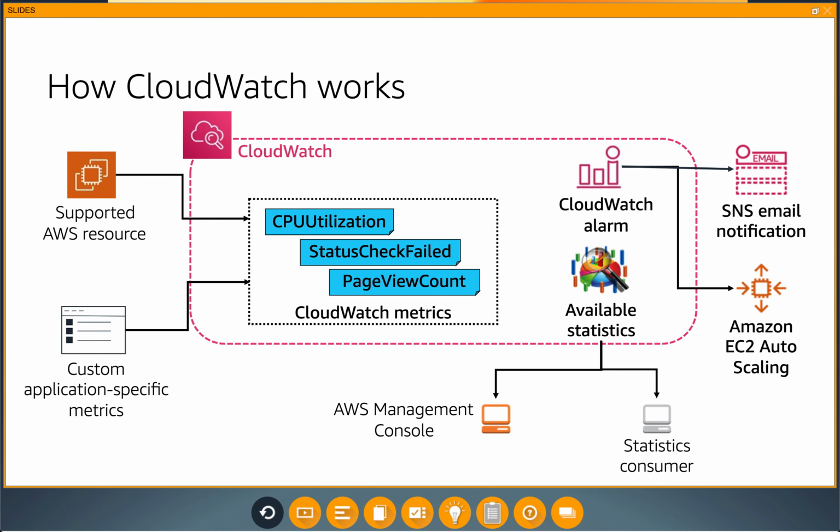So how does CloudWatch work? Amazon CloudWatch ingests metrics from your AWS resources and customer applications, in which you can then create CloudWatch alarms when a statistic hits a certain threshold to send out notifications or trigger Amazon EC2 autoscaling.